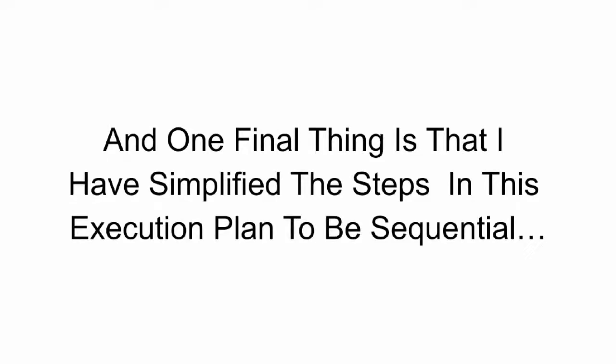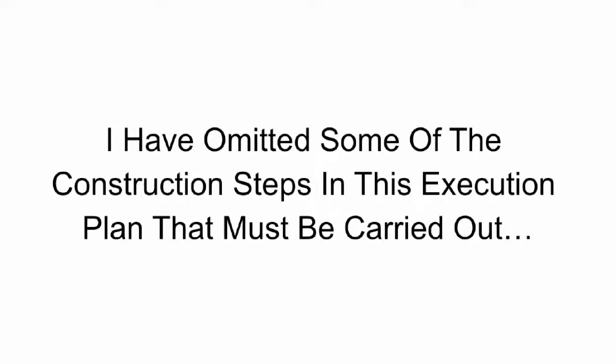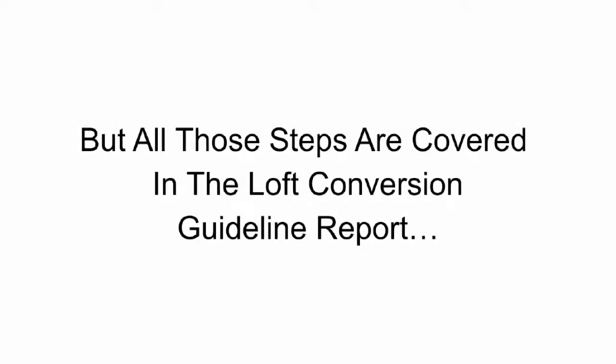And one final thing is that I have simplified the steps in this execution plan to be sequential, so it's easier to understand why we are doing each step. I have omitted some of the construction steps in this execution plan that must be carried out at the start of constructing a loft conversion, like moving water tanks, drainage, utilities, etc. But all those steps are covered in the Loft Conversion Guideline Report.